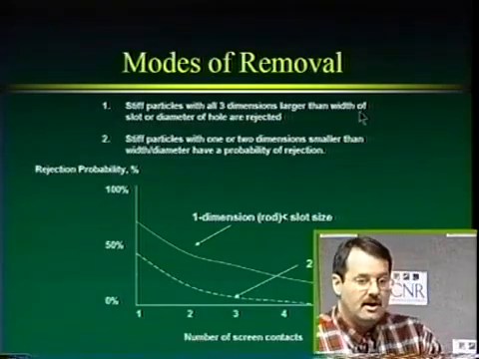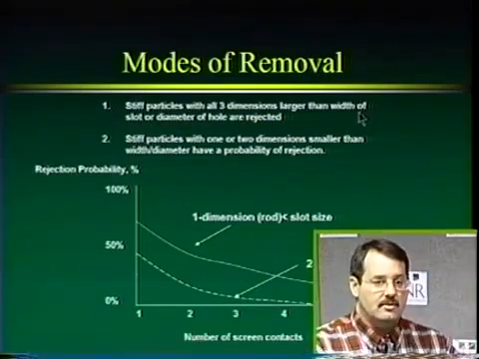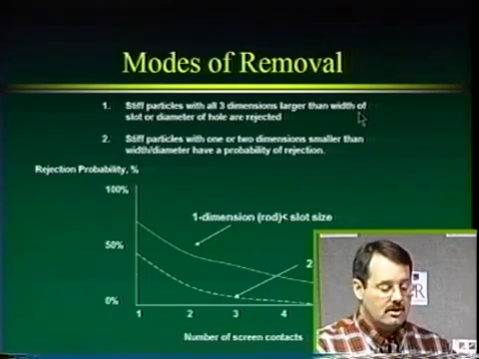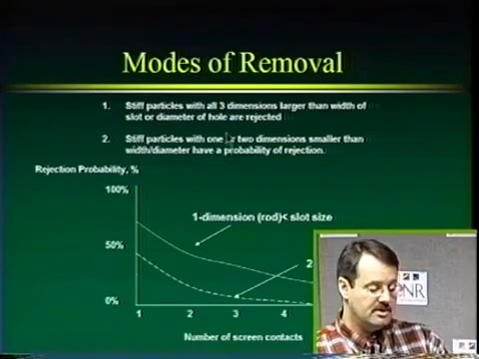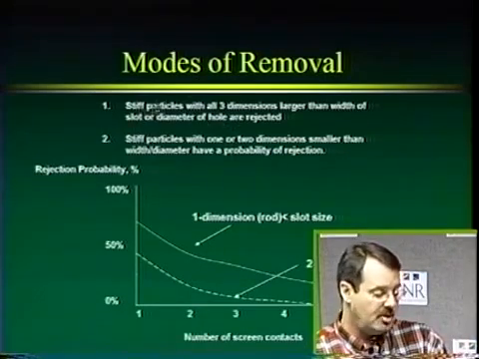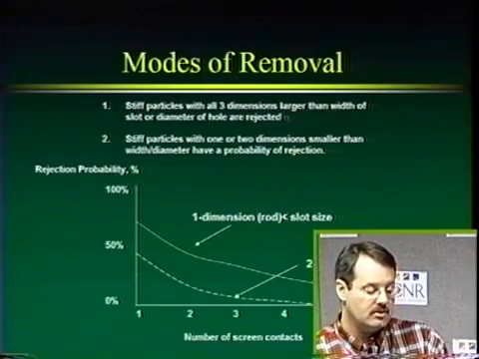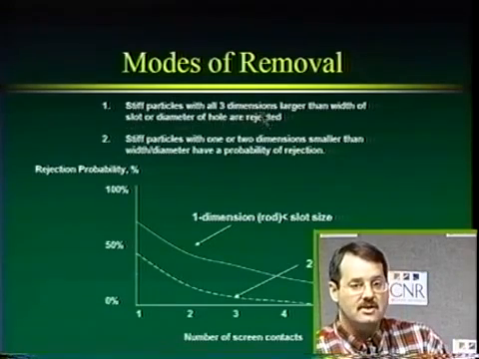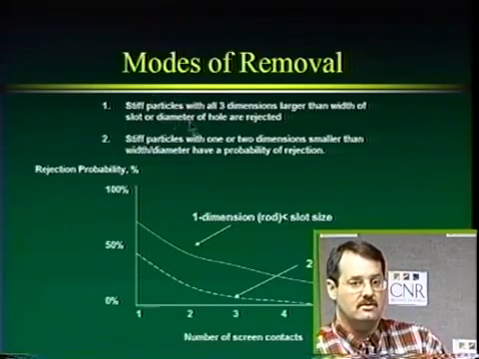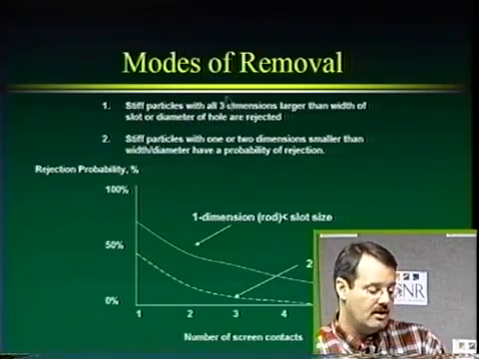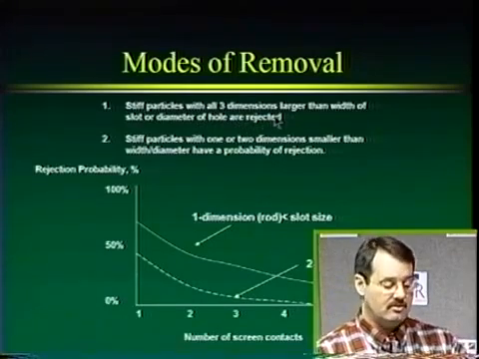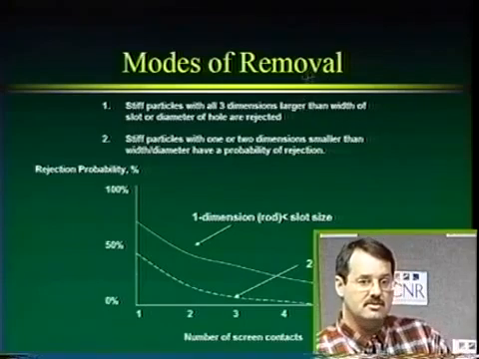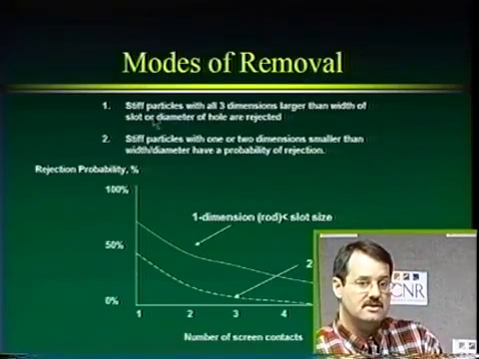Now I want to talk a little bit about the modes of removal that occur during a screen, and let me just read 1 and 2 because they're pretty small. 1 says that stiff particles with all 3 dimensions larger than the width of the slot or the diameter of the hole are rejected, and that's called a barrier device, or a barrier rejection. If all 3 dimensions of the contaminant are big, they will obviously be rejected, especially if it's a stiff particle.